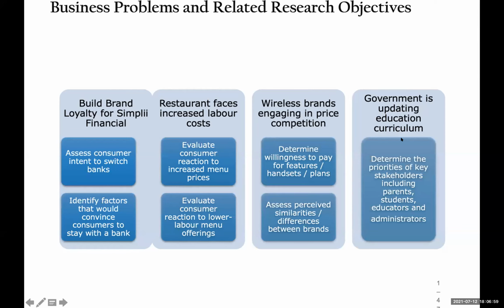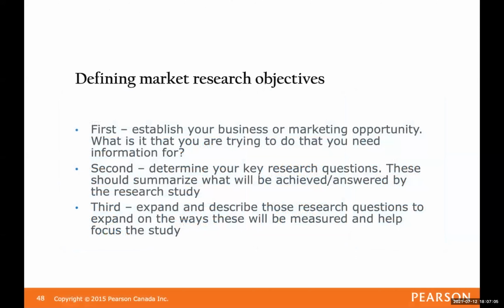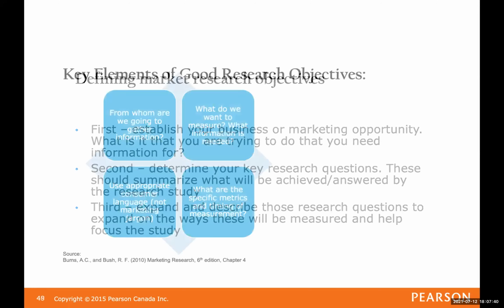All right, so then you have what are called the objectives, but we're not going to get necessarily into all of the objectives. So, defining market research objectives. Objectives really are made up of two variables. You have the research problem, and then you have objectives from that. First, establish your business or marketing opportunity. What is it that you're trying to do that you need information for? Determine your key research questions. These should summarize what will be answered by the research, and expand and describe those research questions. And we're going to look at some examples.